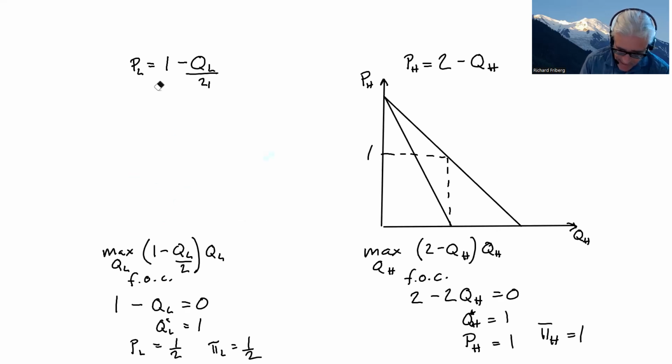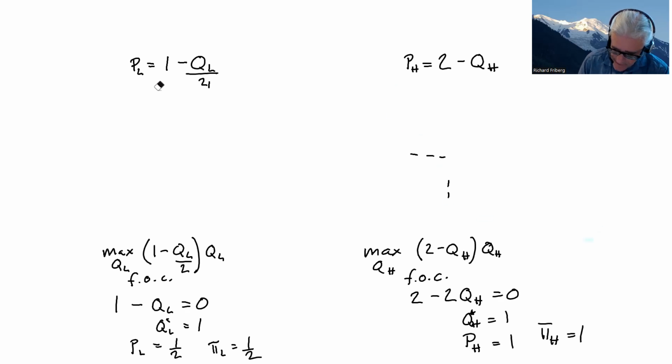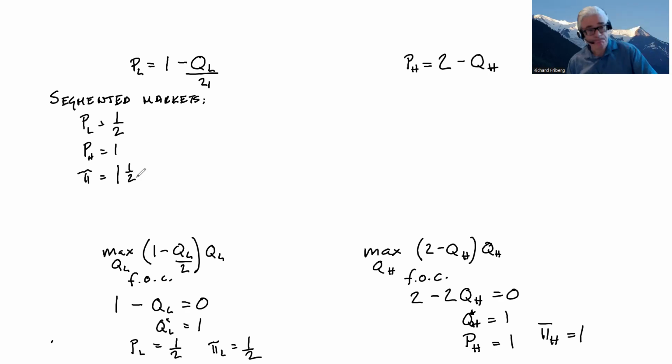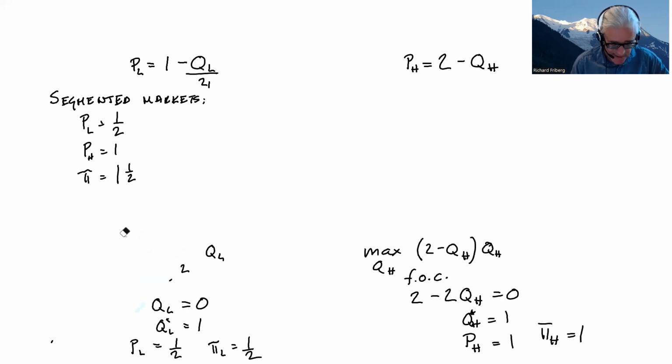And we now want to compare that to the case where markets are integrated. So before doing that, let's be clear here, segmented markets, just to have a point of reference. What we have is that PL will be equal to 1/2, PH will be equal to 1, and profit will be equal to 1 and 1.5. Okay. So now let's move over to the case where markets cannot be integrated.